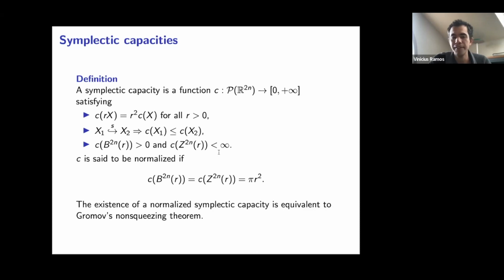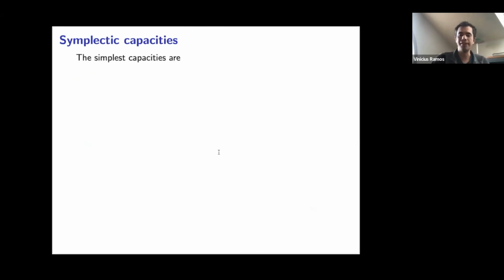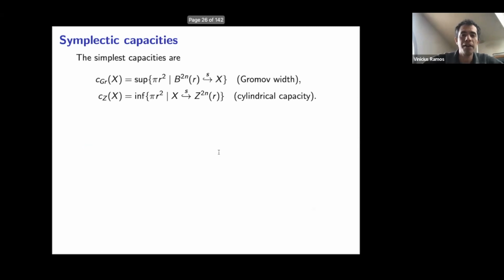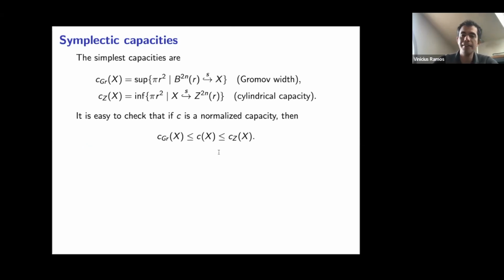Okay, any questions? Okay, so the simplest capacities are what's called the Gromov width. That's pi r squared of the biggest ball that you can embed into your X. And another very simple example is doing the opposite for the cylinder: the smallest pi r squared such that X embeds into your cylinder. And it's another easy exercise to see that if C is a normalized capacity, then it is in between these two.